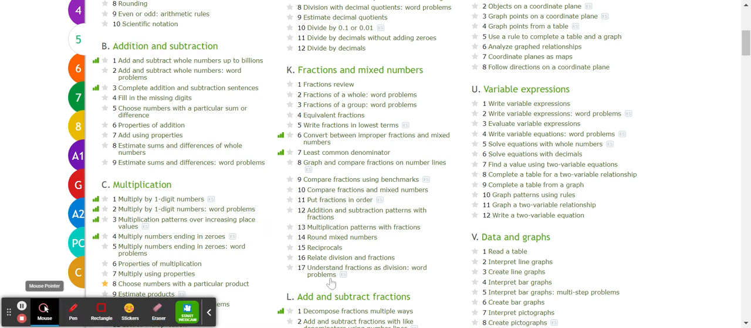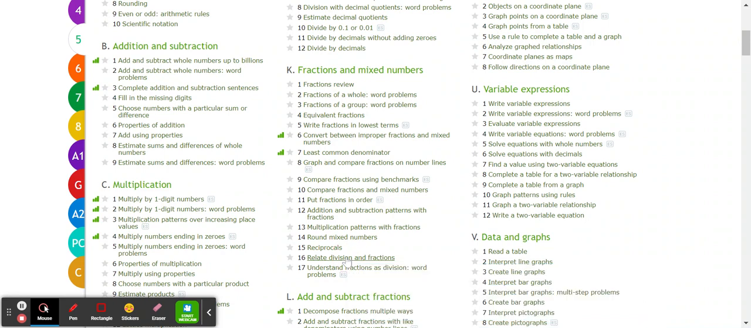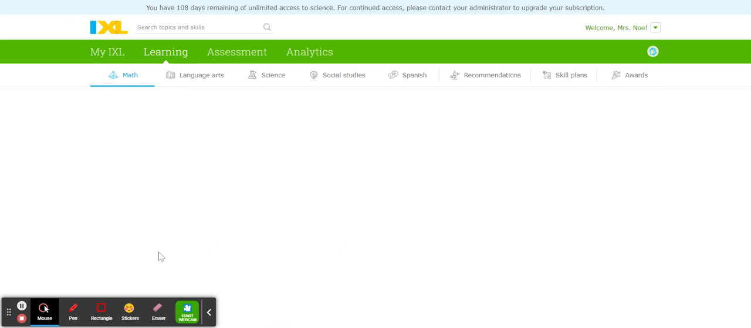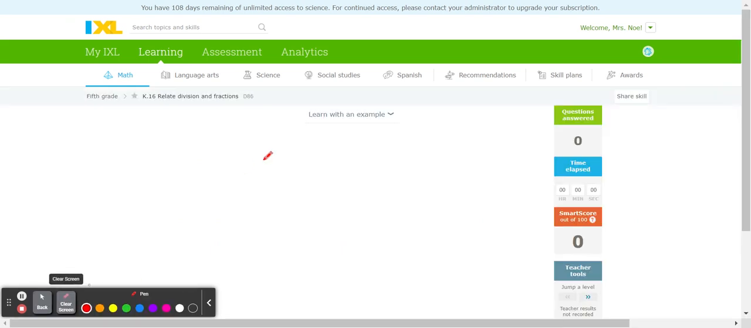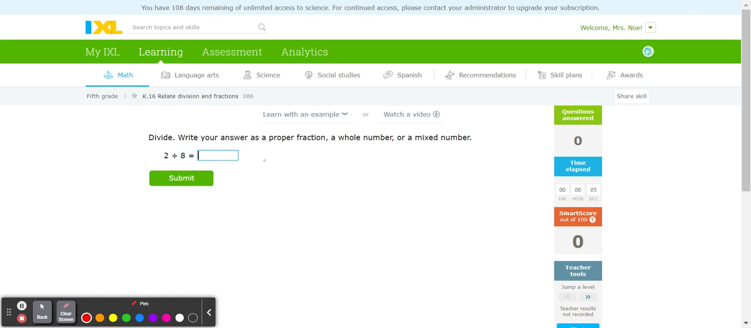Anyway, so let's see, this one, relate, division, and fractions. Okay, so this one, write your answer as a proper fraction, a whole number, or a mixed number. This is 2 divided by 8.